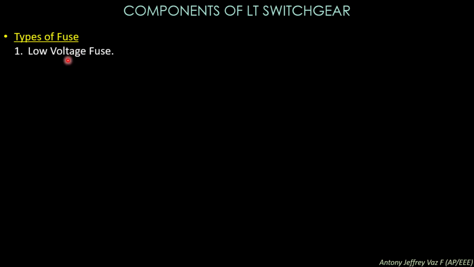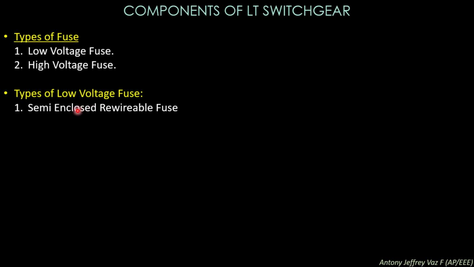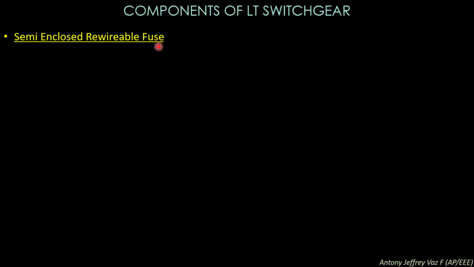Types of fuse. There are two types of fuse. One is a low voltage fuse and another one is high voltage fuse. Here we will be studying about low voltage fuse. The low voltage fuse is classified into two types. One is semi-enclosed rewirable fuse, and the other one is high rupturing capacity HRC fuse. So these are the two main types of low voltage fuses which are being used. Since we are seeing only the components of low tension switchgears, we will be eliminating the high voltage fuses. So the first type is semi-enclosed rewirable fuse.